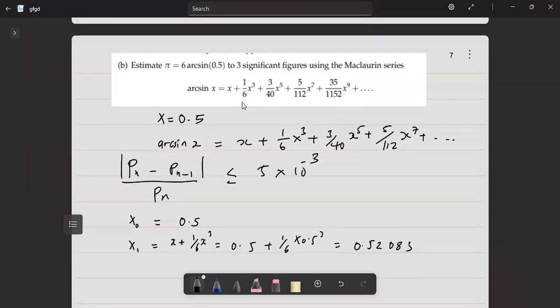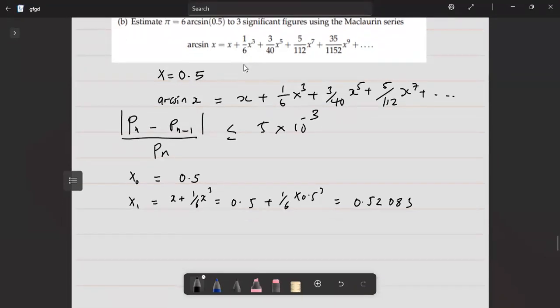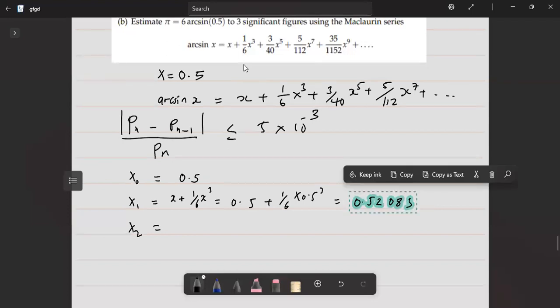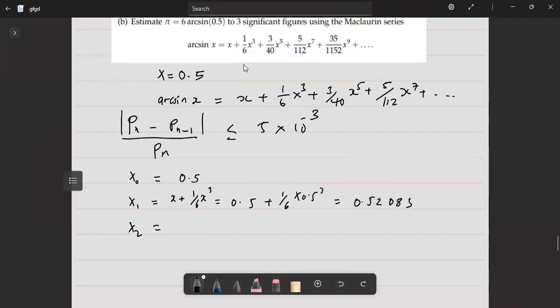This is about 0.52083. Then our x2 will be the sum of the first 3 terms. So our x2 will be equal to the previous one, 0.52083, plus the next term, which is 3 over 40 times 0.5 to the power 5. So we add that.